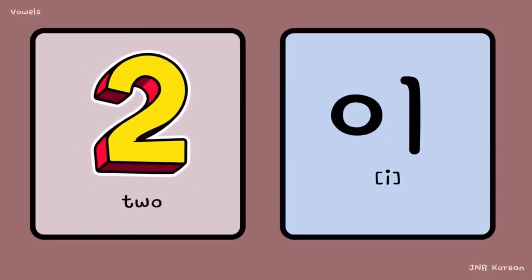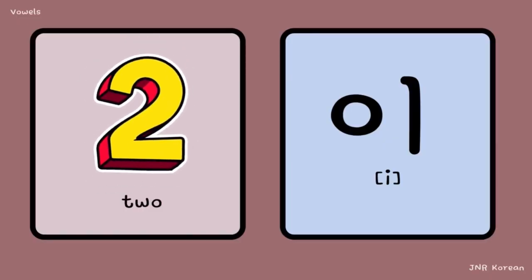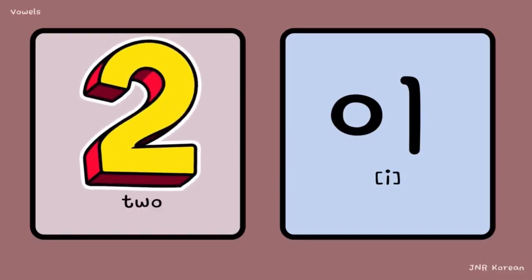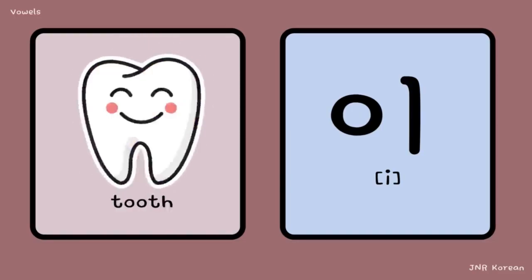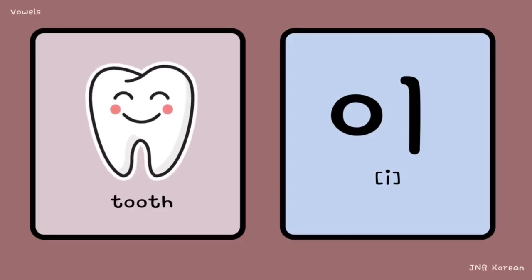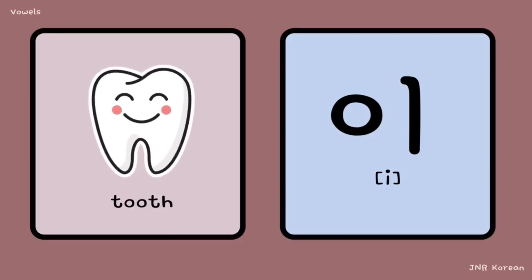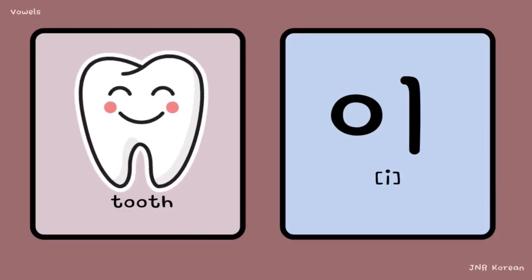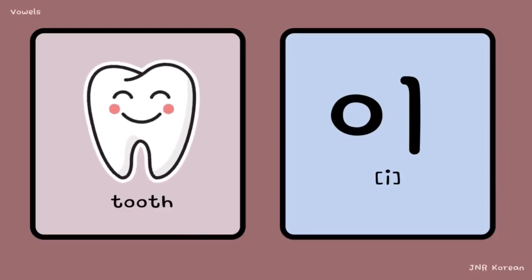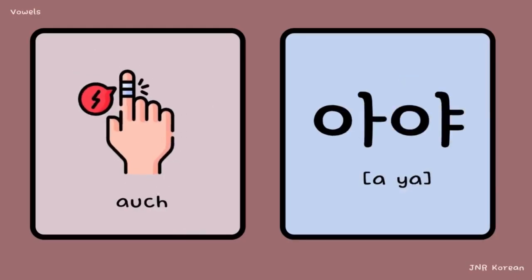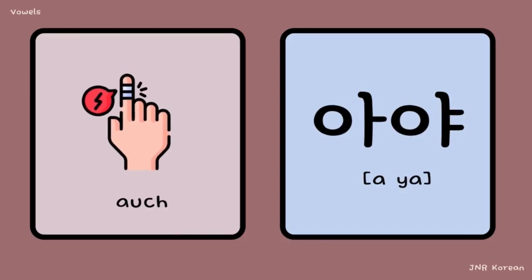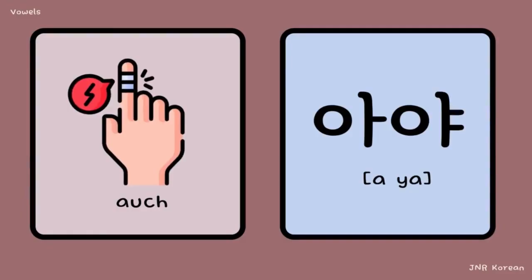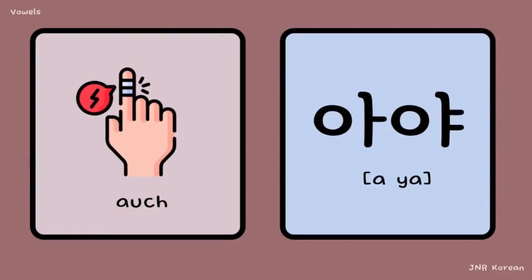Number 2 is called i in Korean. Say i, i. Toes is called i in Korean, same as number 2. Say i, i. When we get hurt, we say ouch, aya in Korean. Say aya, aya.